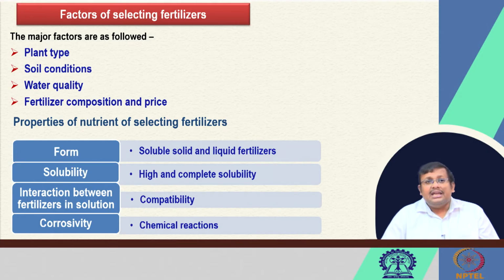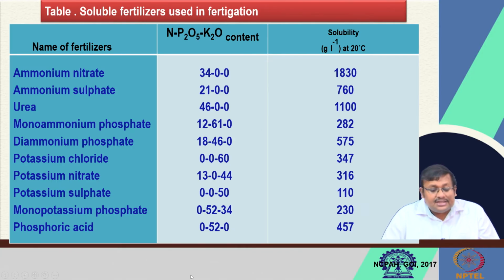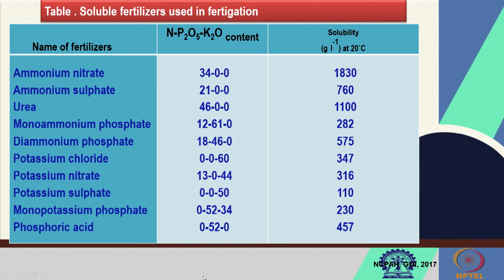So, these are important factors which one should remember before selecting the proper fertilizer for fertigation purposes. Now, if we see the soluble fertilizers used in fertigation, we can see ammonium nitrate, which contains 34% nitrogen and has a solubility of 1830 gram per liter at 20 degree centigrade.